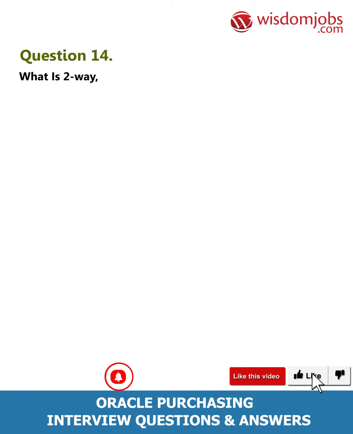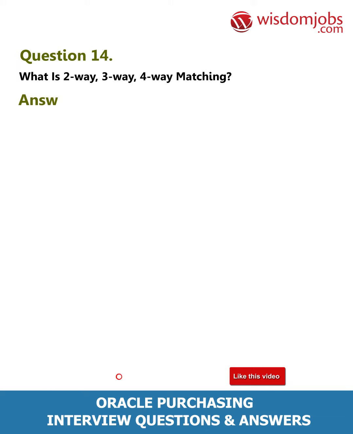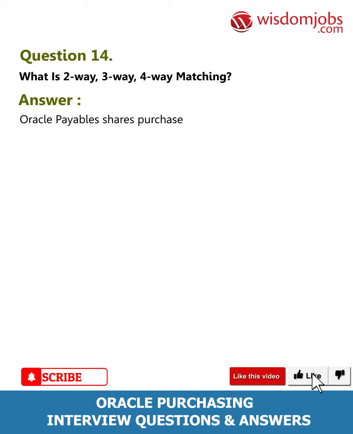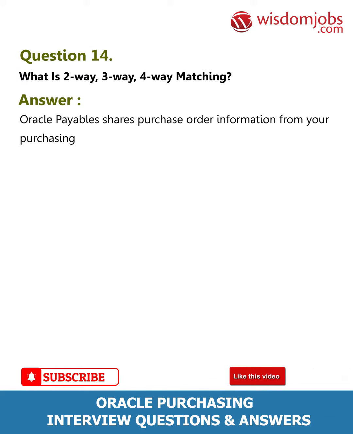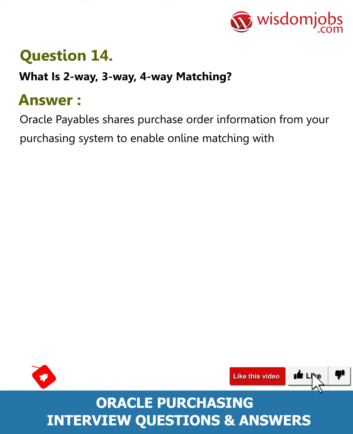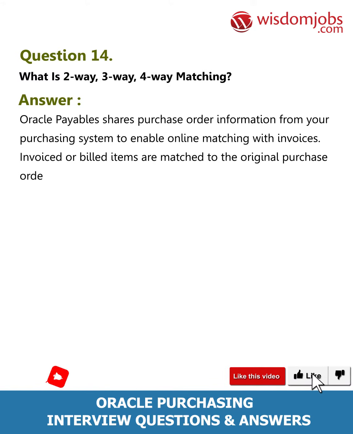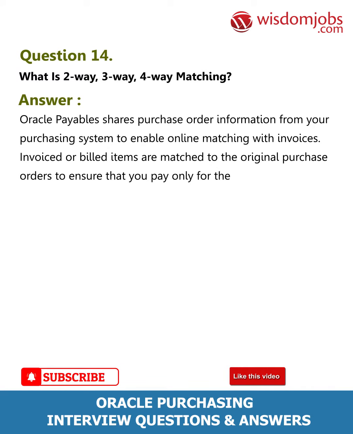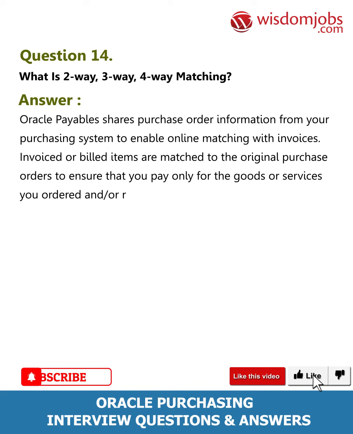Question 14. What is two-way, three-way, four-way matching? Answer. Oracle Payables shares purchase order information from your purchasing system to enable online matching with invoices. Invoiced or billed items are matched to the original purchase orders to ensure that you pay only for the goods or services you ordered and/or received.